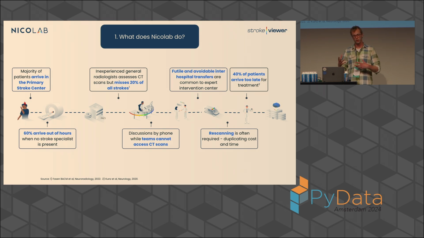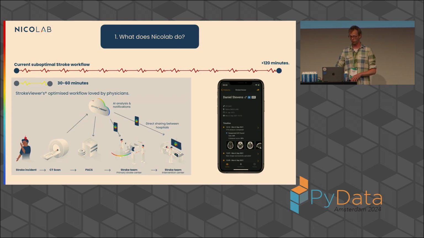Then there's the communication overhead, so people might call the expert who's at home, but they might not have proper access to the scans, so there's inefficiency there as well. And then if a patient comes into this local small-scale hospital and they need to be treated by an expert, for example at the AMC here in Amsterdam, they get sent there, and then at the AMC they might get rescanned again because the scans don't transfer properly between the hospitals. So there are some inefficiencies here that we'd like to solve.